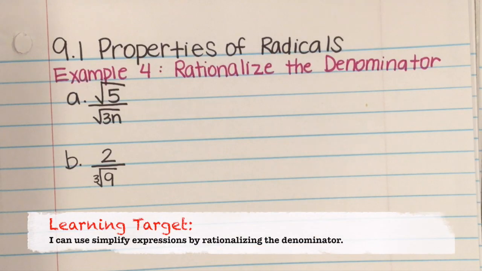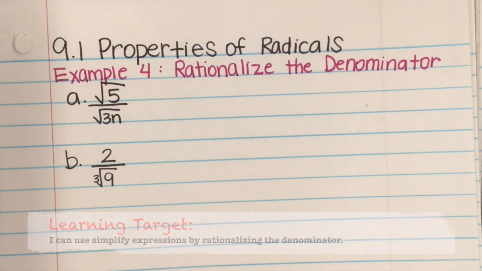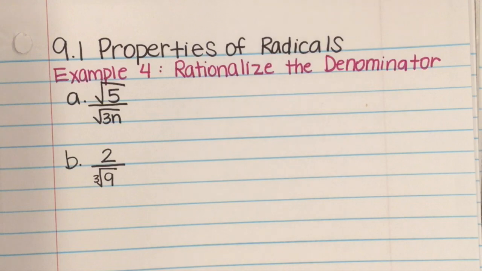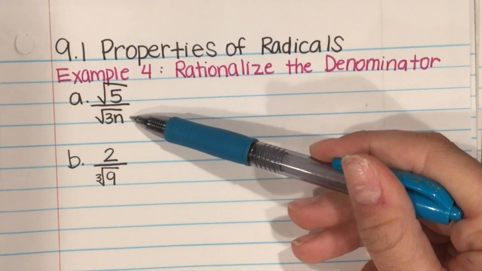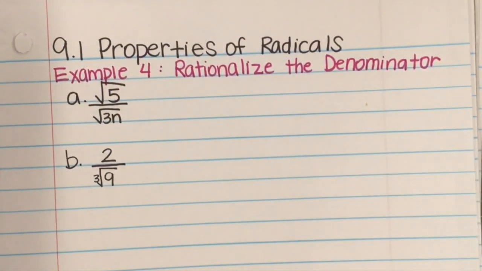Right, we are on section 9.1, example 4, which is called Rationalize the Denominator. So in math, when we're working with these expressions, an expression is not simplified fully until there are no radicals in the denominator. A radical includes a square root in the denominator, it could be a cube root in the denominator, and the problem is not simplified fully until those are removed from the denominator.